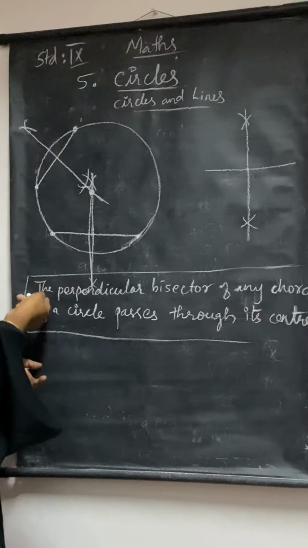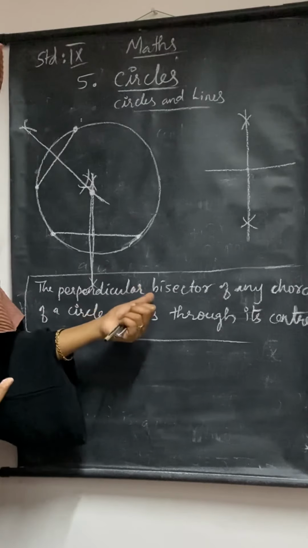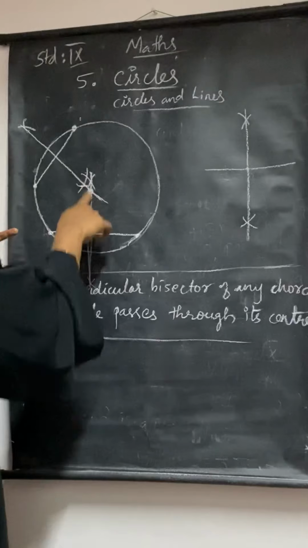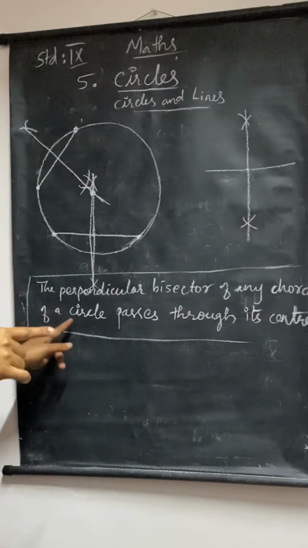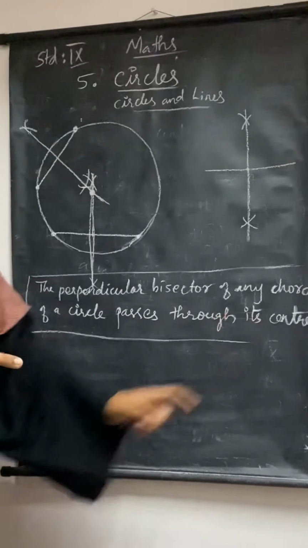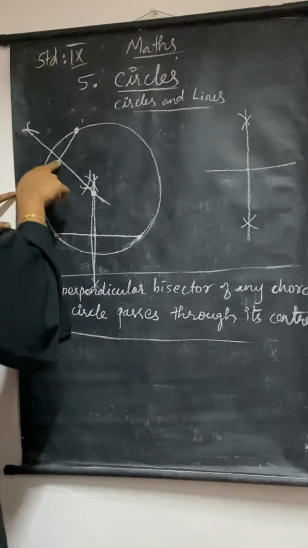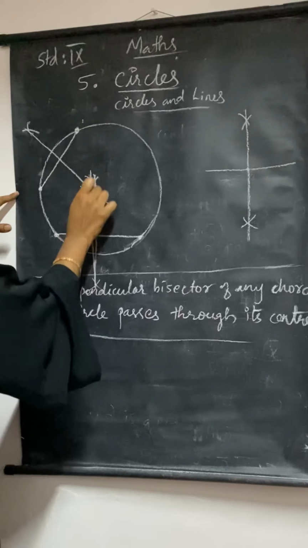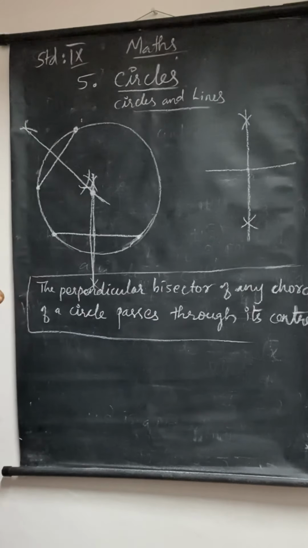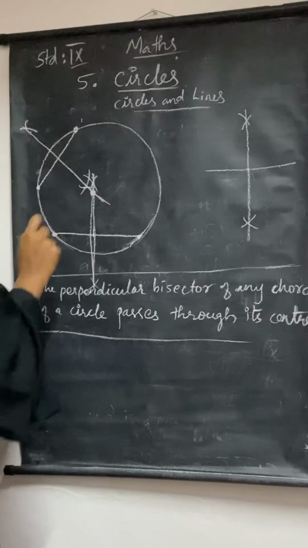So I can say the sentence like this: the perpendicular bisector of any chord of a circle passes through its center. So these are all perpendicular bisectors passing through the center. This one, perpendicular bisector, passes through the center. So that is the main thing here you are studying. So this is the way you have to draw.